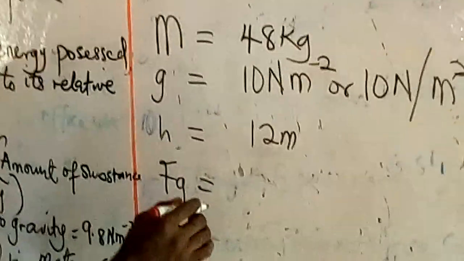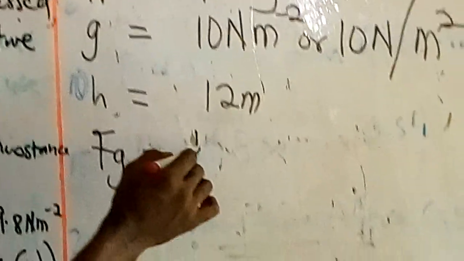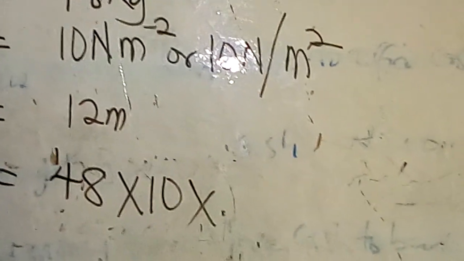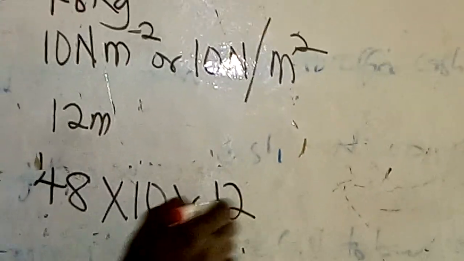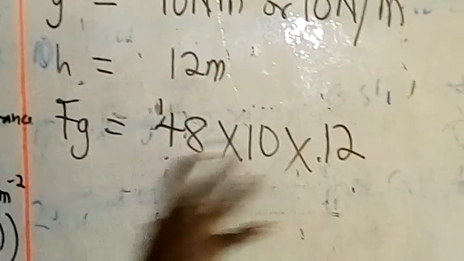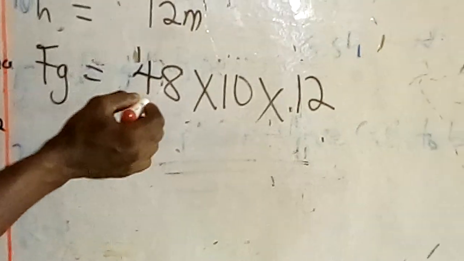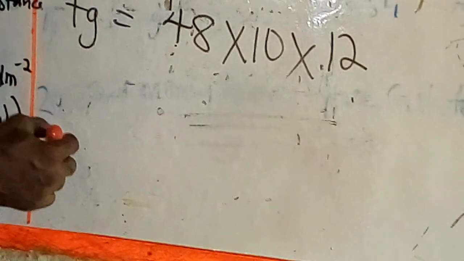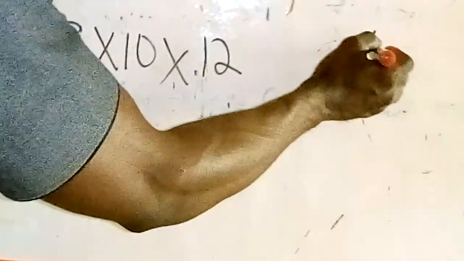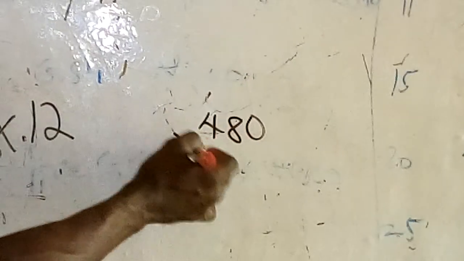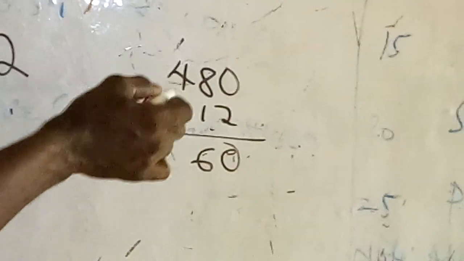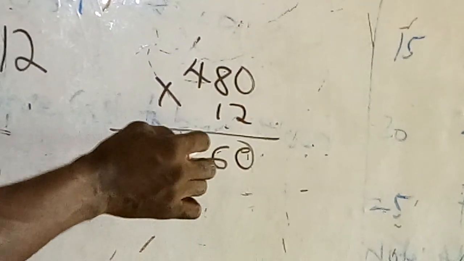m, which is 48, times the gravity, which is 10, times the height, which is 12 in meters. We are eliminating the units, we don't need them here. Now we can multiply 48 times 10 is 480. Then 480 times 12, which we can multiply out. 2 times 0 is 0, 2 times 8 is 16. We carry 1, with the carry 1, 2 times 4 is 8 plus 1, 9.